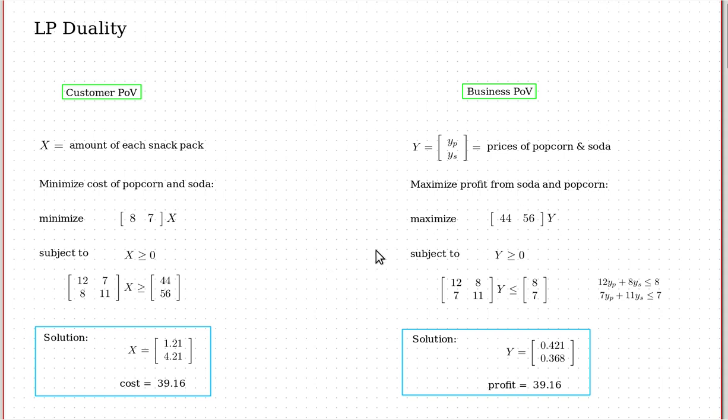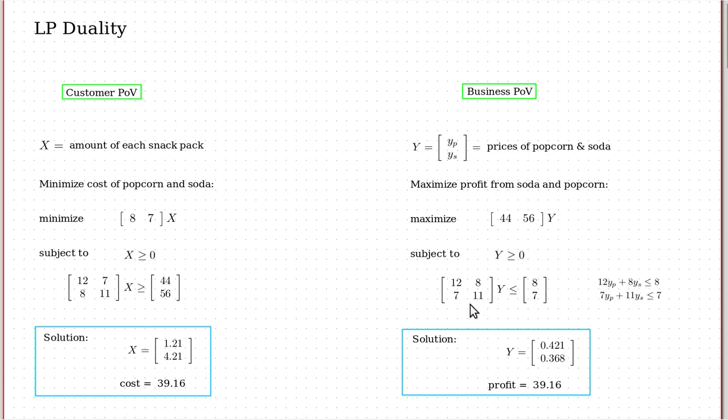On the other hand, they have to remain competitive with the prices that the concession stand is offering, right? In other words, if you work out what the price of 12 ounces of popcorn plus 8 ounces of soda would be, right? So 12 YP plus 8 YS, that would be the price of the same amount of soda and popcorn that is provided in the first snack pack. So in order for you to remain competitive with the concession stand, you have to charge no more than $8 for that combination of popcorn and soda, right? If you charge more, then there's no reason for them to buy from you. They're just going to buy from the concession stand.